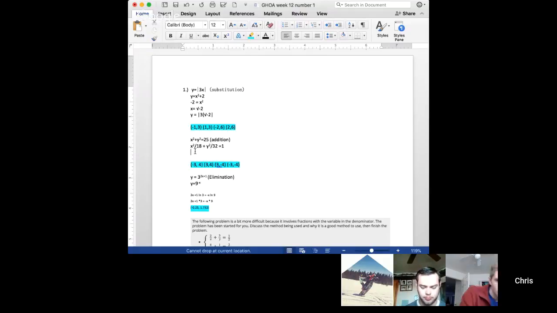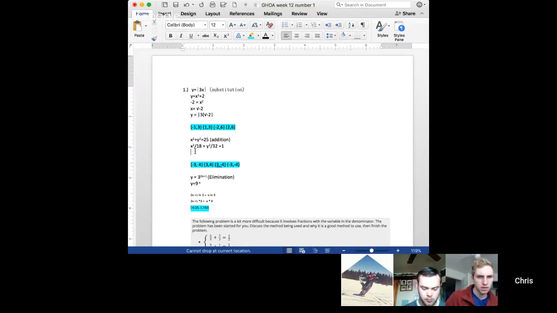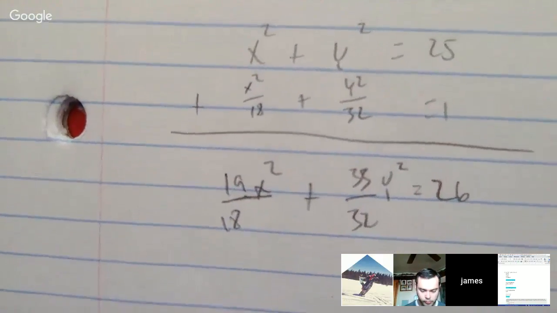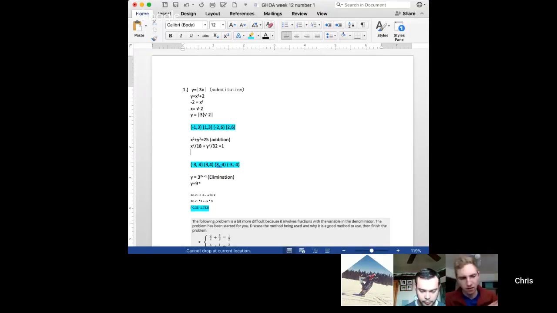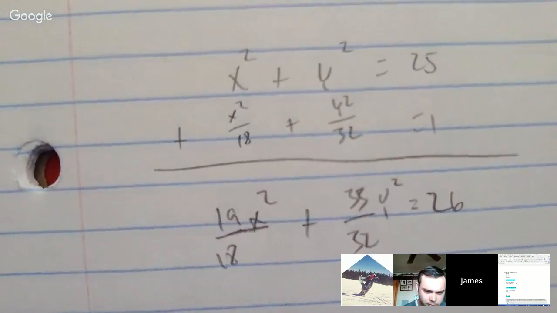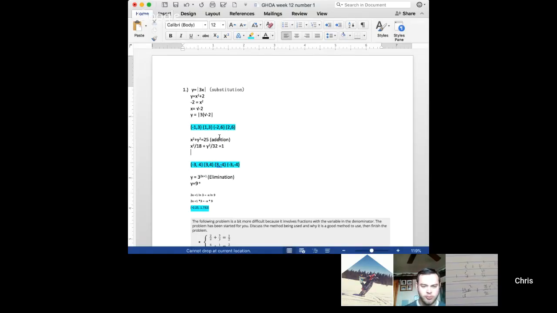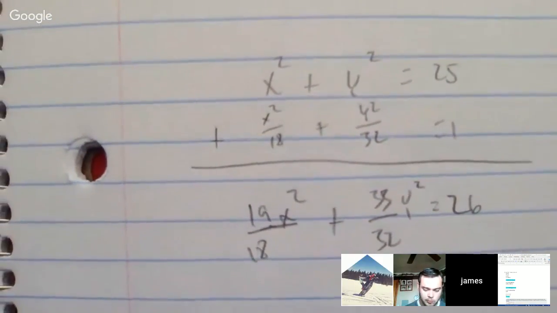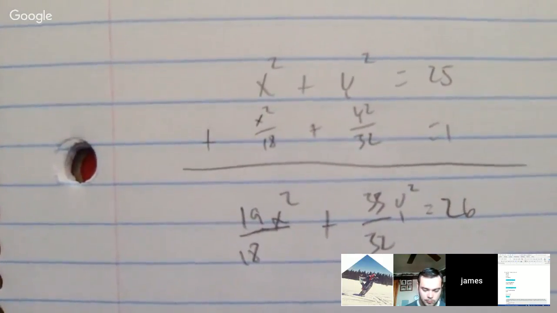Okay. So what were you saying again? So you basically, by the addition method, you line them up and then you add them down. Yeah. Oh, hold it. I don't know. It's probably backwards for you though. 19. Wait a minute. Is that right? X plus x over 18 is 19 over 18x.